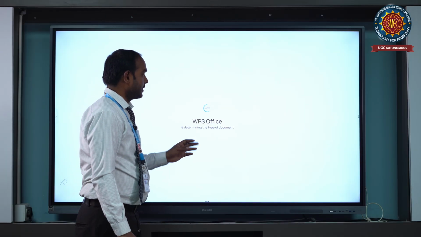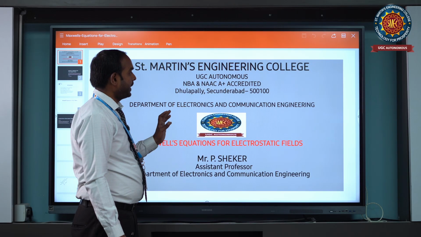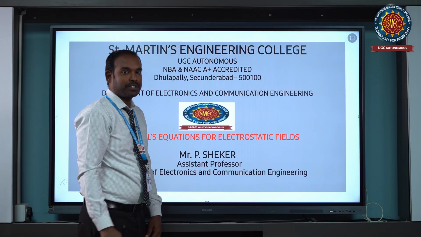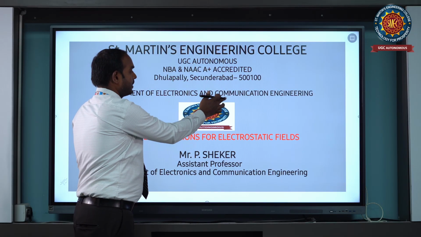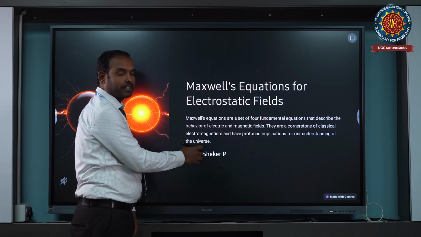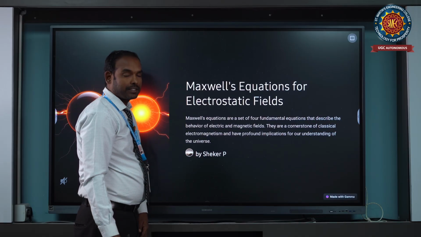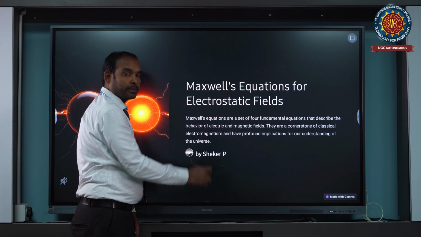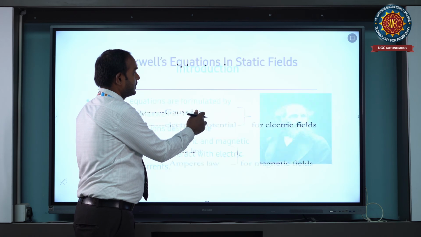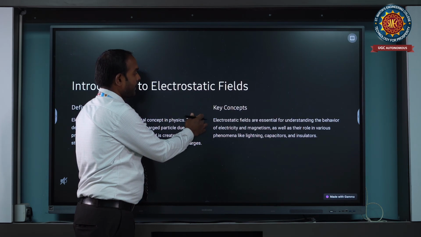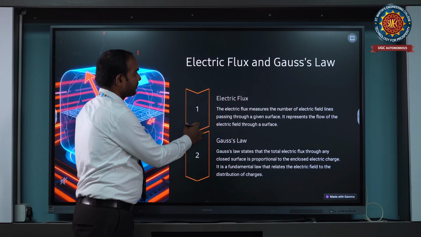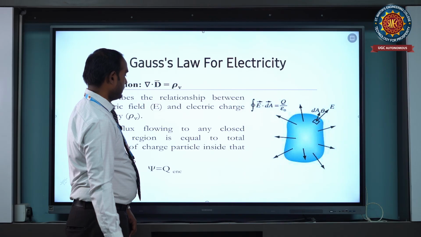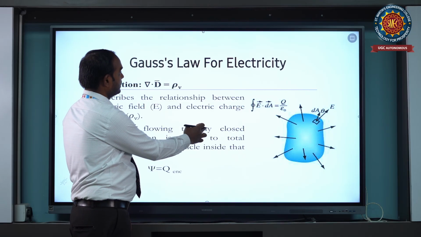Gauss law is applicable for finding electric field due to symmetrical charge distributions. We have various types of symmetrical charge distributions: symmetrical line charge of infinite length, cylindrical charges, spherical charge distributions. So this is Gauss's law for electricity.